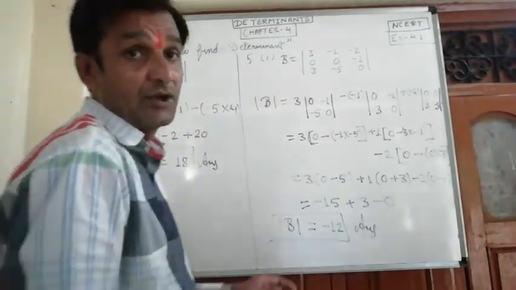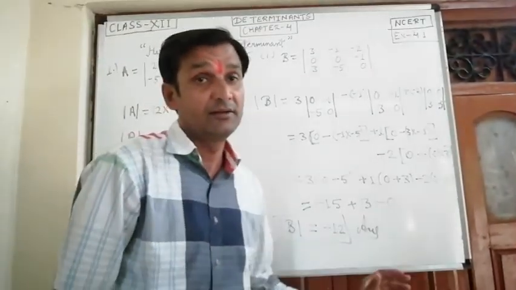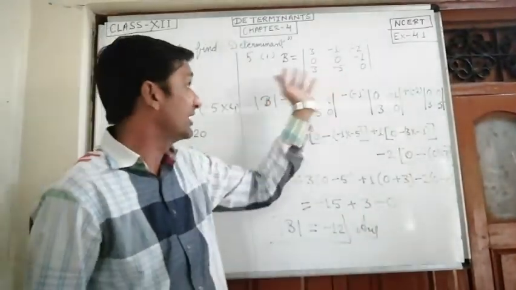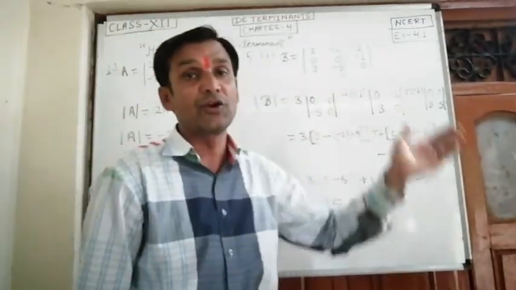So today I have explained you how to find the determinant in case a 3 by 3 determinant and a 2 by 2 determinant is given to you.